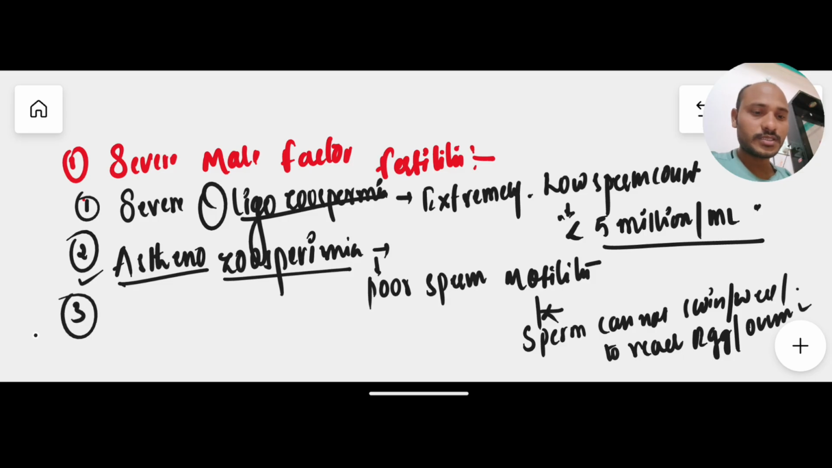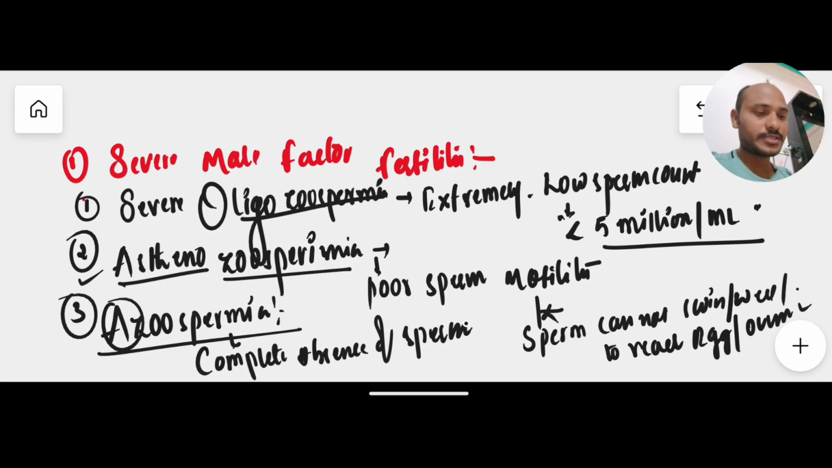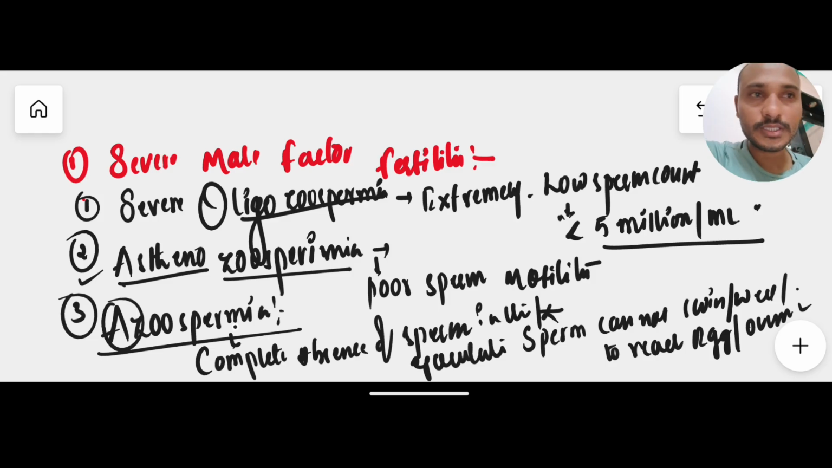And the third and most important is azoospermia. A means absent. In azoospermia there is a complete absence of sperm in the ejaculate. And these are the very important causes of severe male factor infertility. In these cases only we will choose the ICSI, intracytoplasmic sperm injection, method.